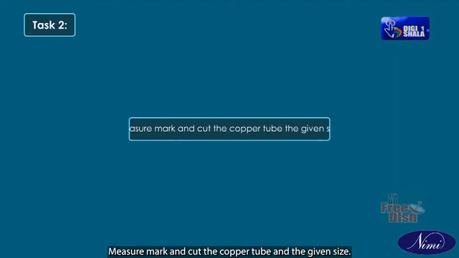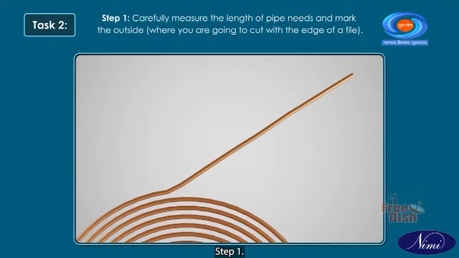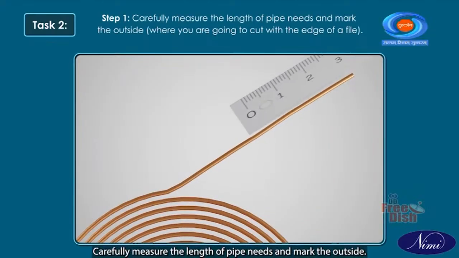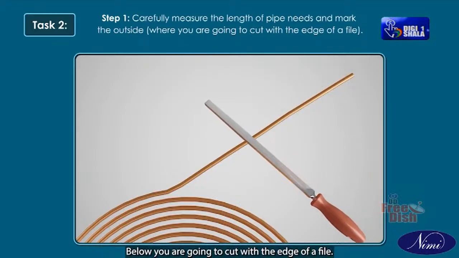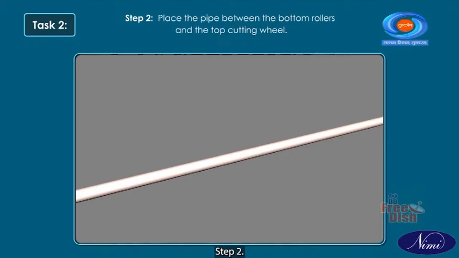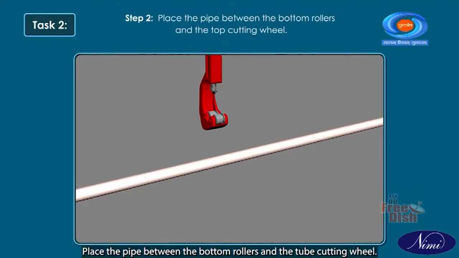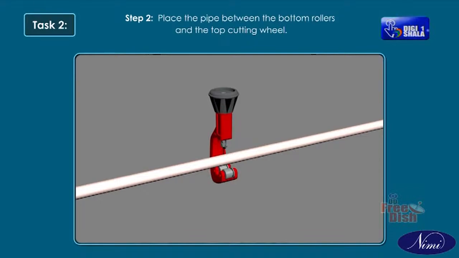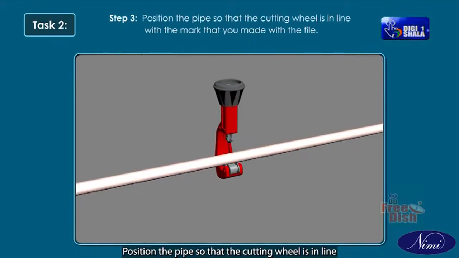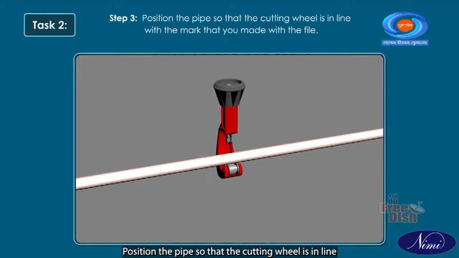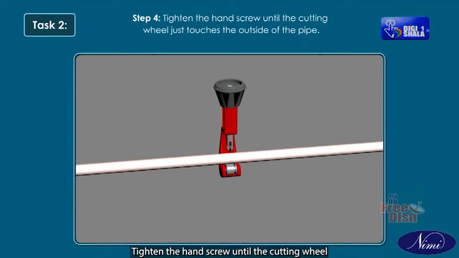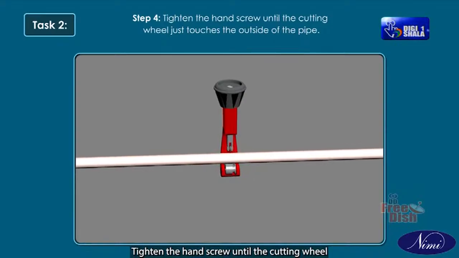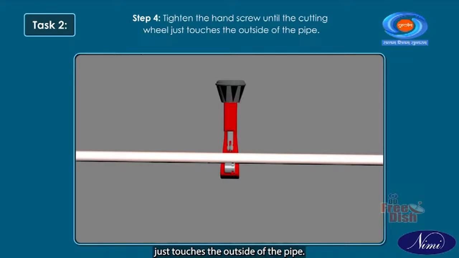Task 2. Measure, mark and cut the copper tube to the given size. Step 1. Carefully measure the length of pipe you need and mark the outside where you are going to cut with the edge of a file. Step 2. Place the pipe between the bottom rollers and the top cutting wheel. Step 3. Position the pipe so that the cutting wheel is in line with the mark that you made with the file. Step 4. Tighten the hand screw until the cutting wheel just touches the outside of the pipe.